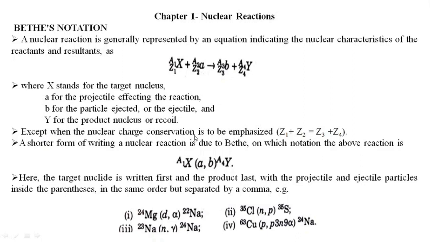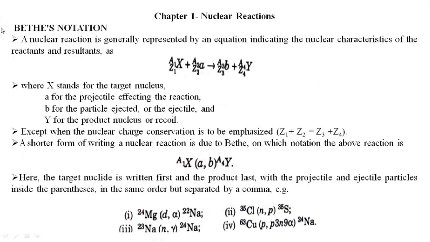Here, nuclear charge conservation is observed. That is, the nuclear charge on the left hand side of the nuclear reaction must be equal to the sum of the nuclear charge on the right hand side, that is, Z1 plus Z2 is equal to Z3 plus Z4. So this is the nuclear reaction generally represented, and here X is the target, A is the projectile, B is the ejectile, and Y is the product. Z1, Z2, Z3, Z4 are the atomic numbers or charges. A1, A2, A3, A4 are the mass numbers of the respective nuclei.